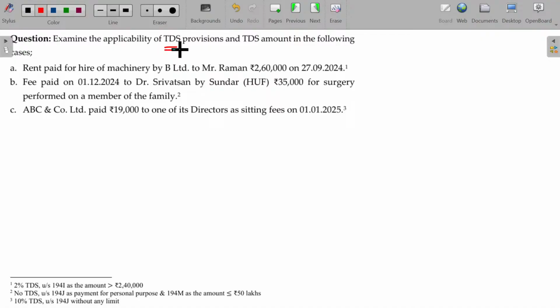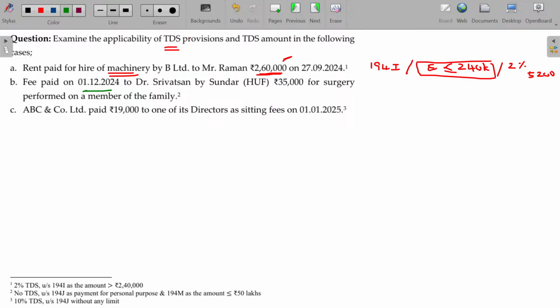Examine the applicability of TDS provisions and TDS amount. You have to find out the TDS provisions as well as amount. Rent paid for machinery, hire of machinery, 260. So 194I will be applicable and exempted if the value is less than or equal to 240,000. Otherwise 2% will be applicable. In case of land, building, furniture, 10%. In case of plant and machinery, only 2%. 2% on this being 5,200.